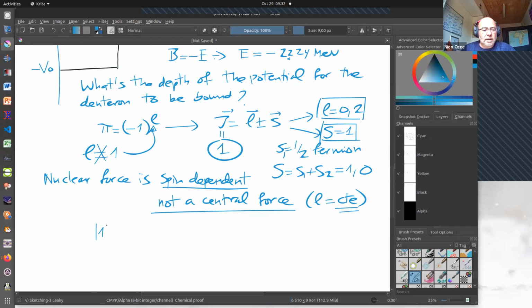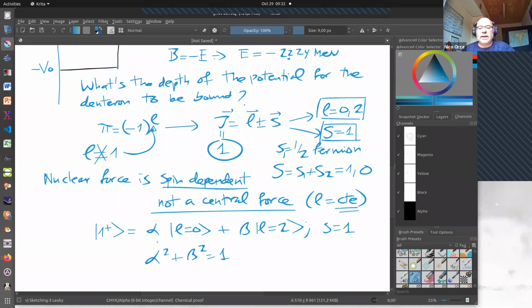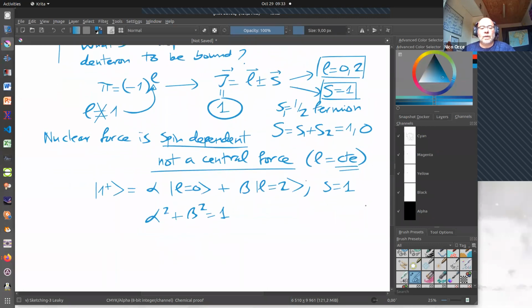to be here, 1 plus, equal to alpha L equals 0 plus beta L equals 2. There's a linear combination of these 2 possibilities, and both actually have S equal to 1, right? So where alpha squared plus beta squared is equal to 1, and this possibility, the L equal to 0, is about 96%, and this possibility is about 4%.